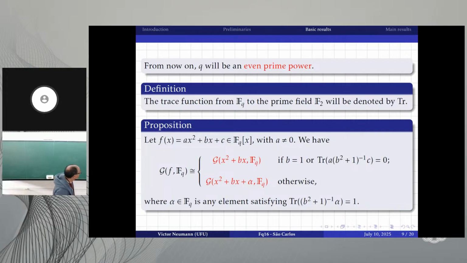Well, for now, Q will be an even power. The trace function will be denoted by here from F2 to F2. And the second result is the classification of the function graph of quadratic. We know that if b equal to 1 for this trace 0, then the graph is isomorphic to x squared in space to b in x. And if b is different from 1 and the trace is equal to 1, the graph is like that. Where this alpha there can be any element satisfying this condition.